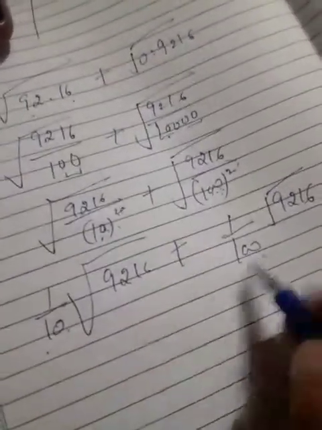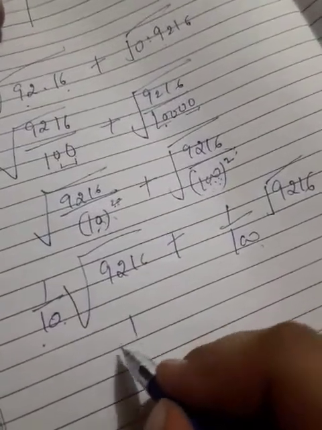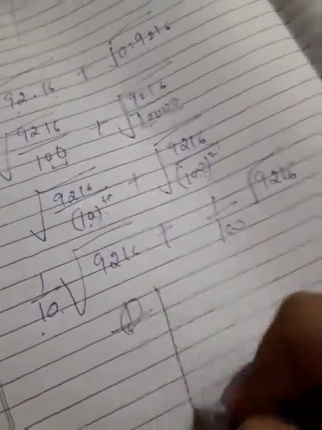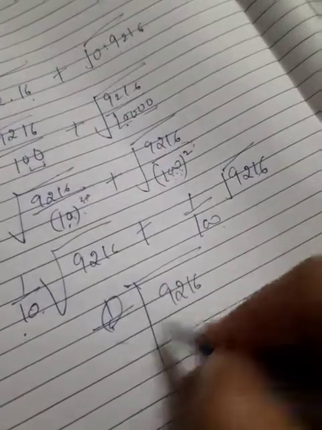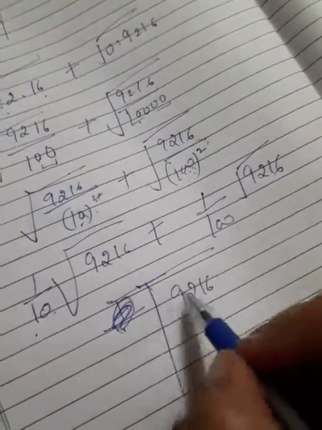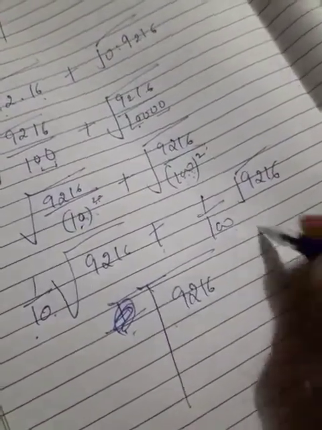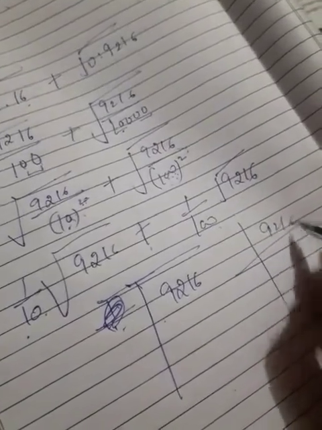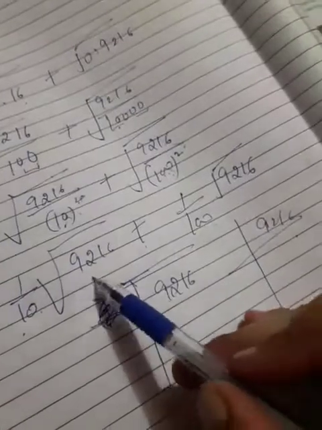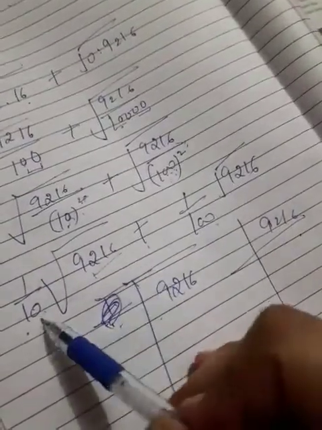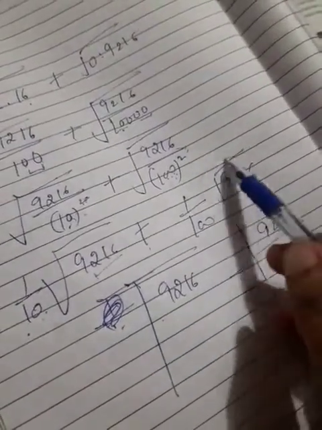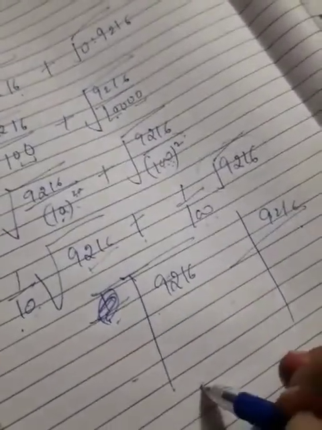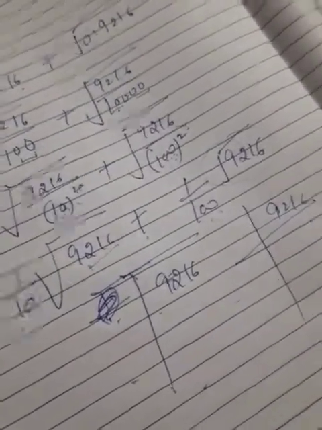Root of 9216: either you can solve it by the long division method, or by the prime factorization method. Find the value of the root of 9216 divided by 10, plus the value here also divided by 100, and afterward do the addition and find the answer of this question.